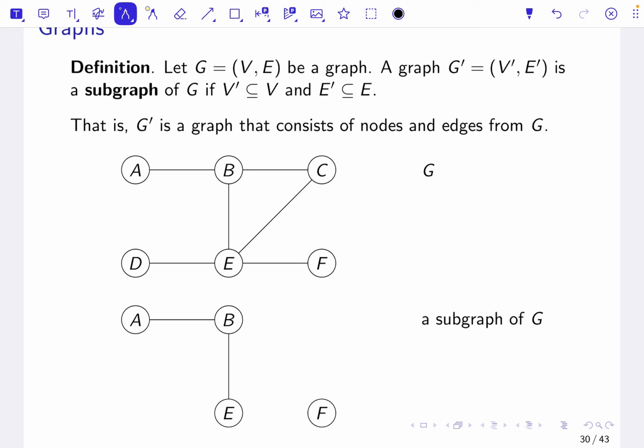So with G and a subgraph of G as seen here, the vertex set, you can see it's a subset. Every vertex in the subgraph is also in the original graph. Likewise, every edge in the subgraph is also an edge in the original graph. If I added this edge, it would no longer be a subgraph because it has an edge that wasn't in the original.